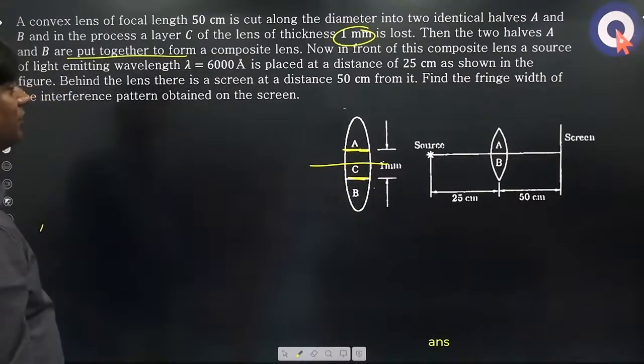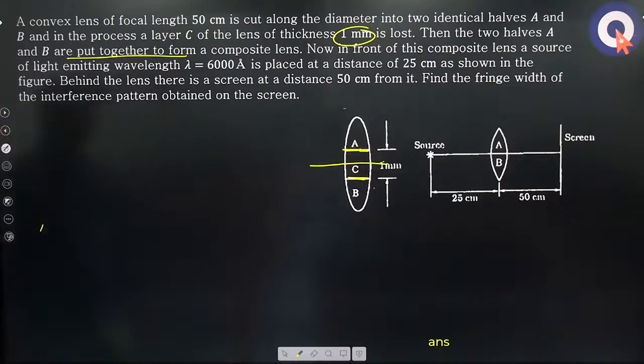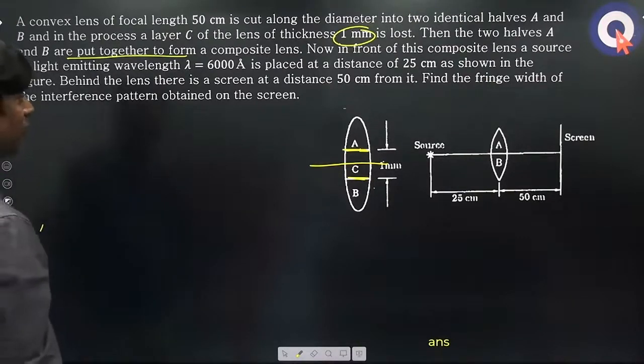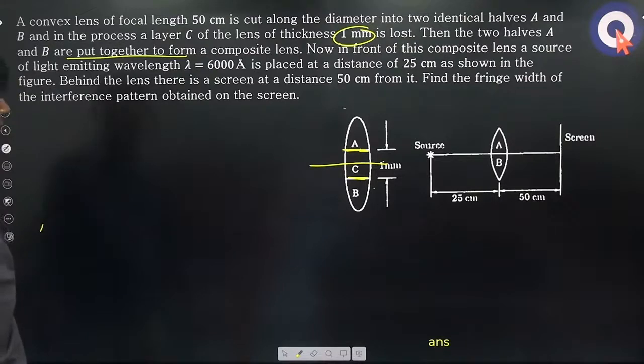Okay, now in front of this composite lens, a source of light emitting wavelength lambda equal to 6000 angstroms is placed at a distance of 25 centimeters as shown in the figure. Behind the lens there is a screen at a distance of 50 centimeters from it. Find the fringe width of the interference pattern obtained on the screen.